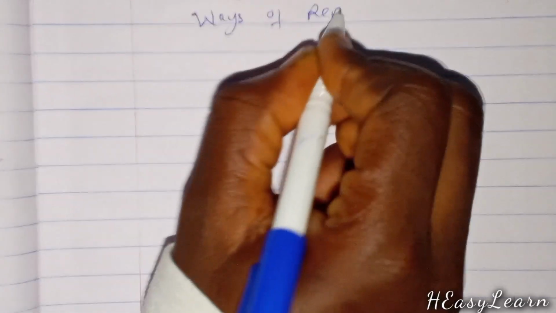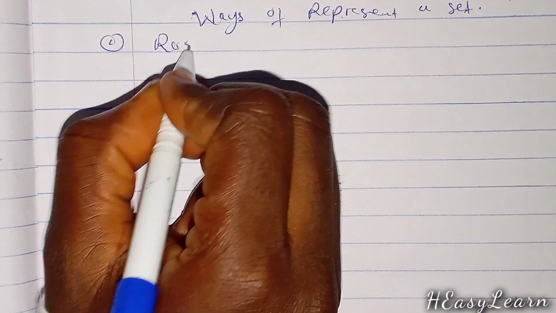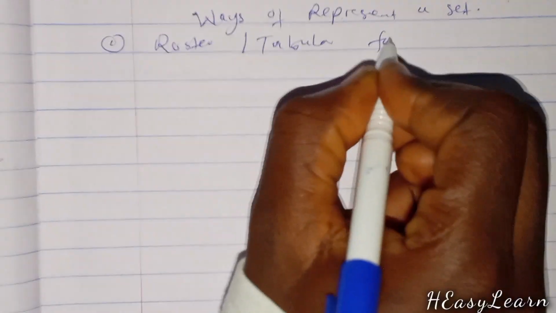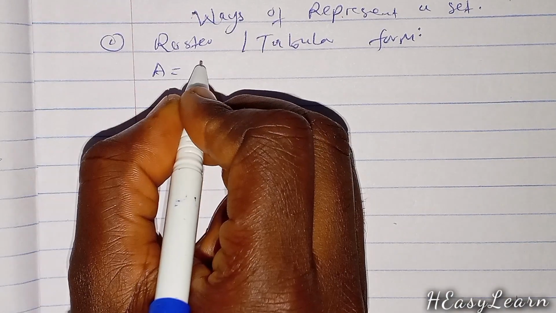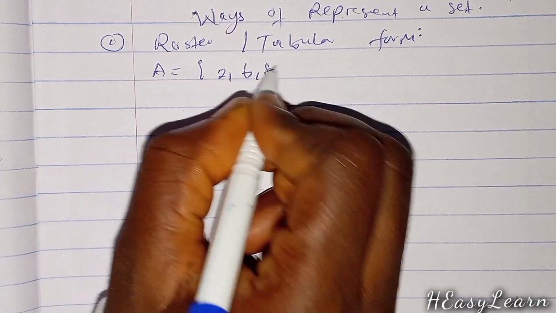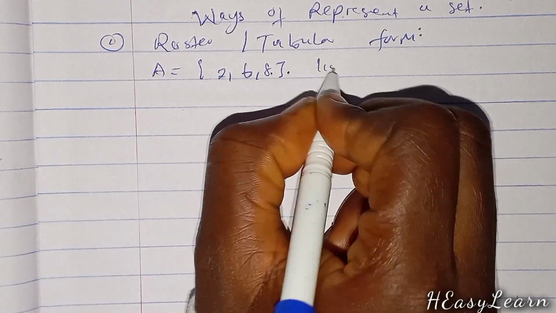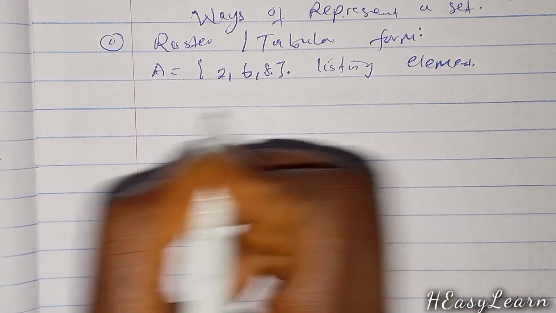So we have different ways of representing a set. There is the set builder form and the roster form. A roster, or tabular form, is a way of representing a set. An example of this roster form is {2, 6, 8}. It is listed out, so we call it a listing of elements.